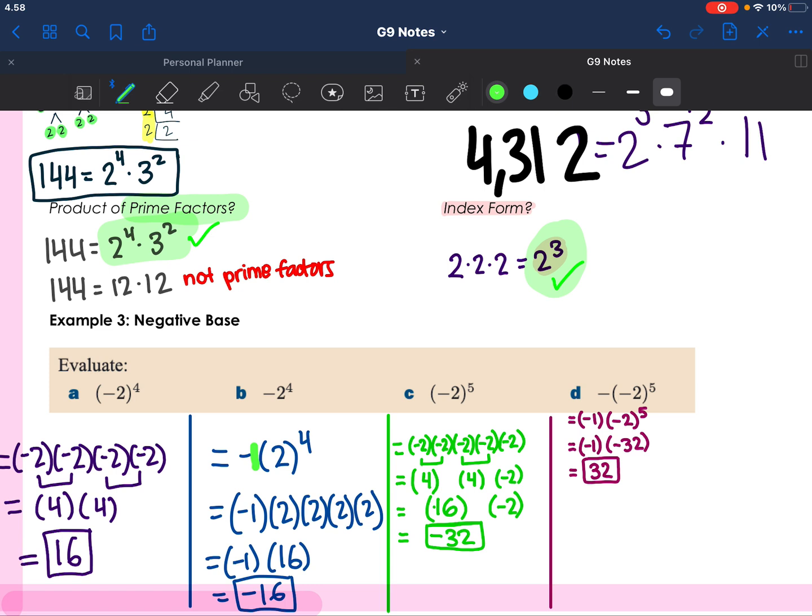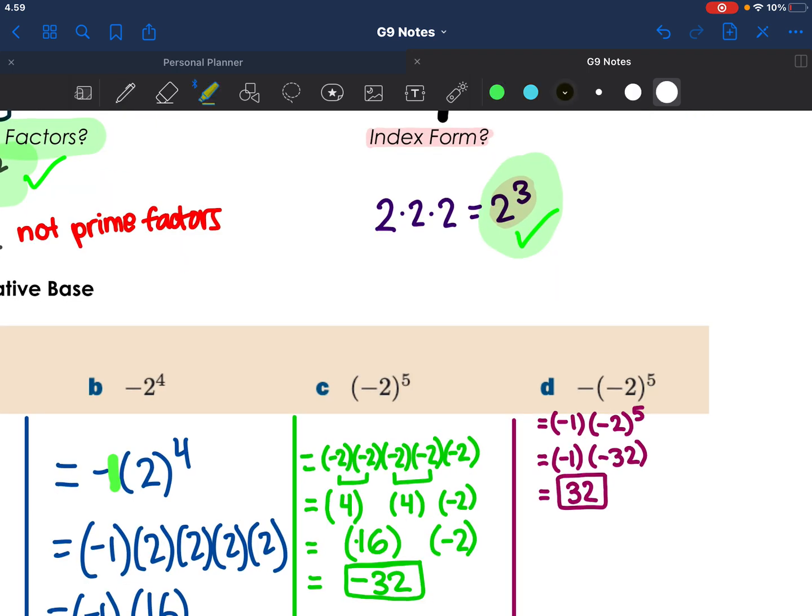Alright, and C here is similar to A, right? There's a parenthesis around the base. So you get negative 2 multiplied by itself 5 times, which equals negative 32. Alright, 3D is a bit different because now we have a negative outside of the parentheses to the power of 5. Again, the number inside of the parenthesis is what you multiply by itself to this power number here. So negative 2 multiplied by itself 5 times, that's negative 32. And then don't forget the negative outside becomes positive.